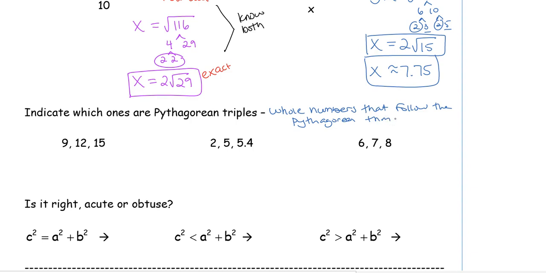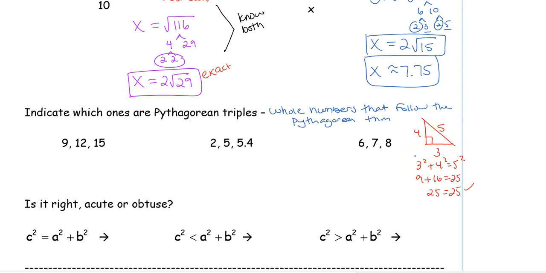The most common Pythagorean triple is a 3, 4, 5 triangle. So if we have our triangle, this is 3, this is 4, and this is 5. 3 squared plus 4 squared is equal to 5 squared. 9 plus 16 is equal to 25. 25 equals 25. So each of my three sides are whole numbers, and they follow the Pythagorean theorem.